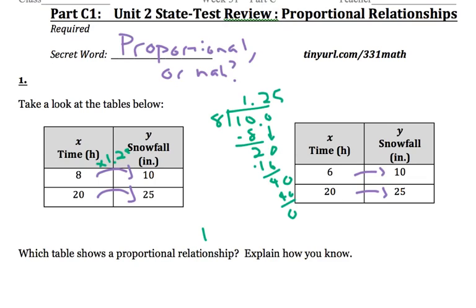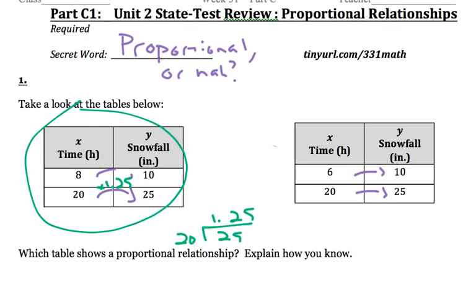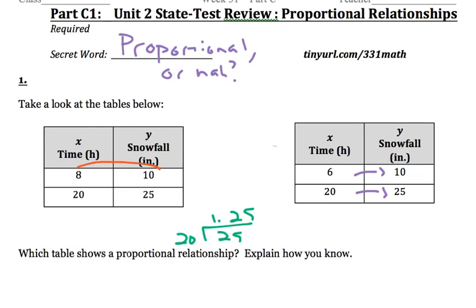If we do the exact same process with 25 divided by 20, you will end up also getting 1.25. So that's one way to show that this table has a proportional relationship. But there's another way, which you might find to be easier. The other way, instead of looking for that constant of proportionality, is just to simplify the ratios and see if they're equivalent. So let's start with 8 to 10.